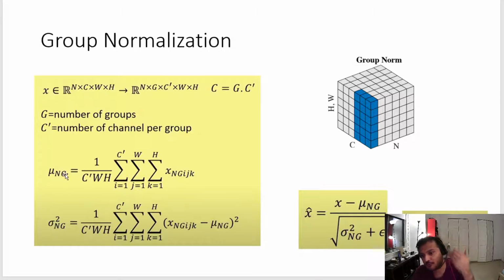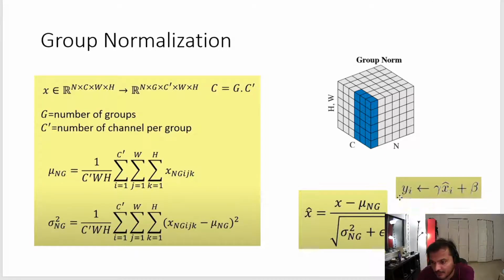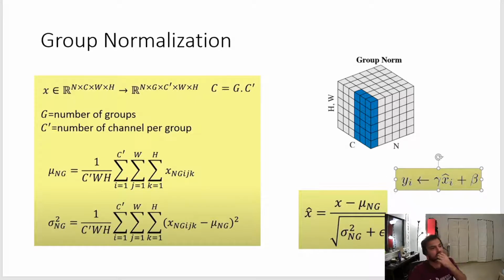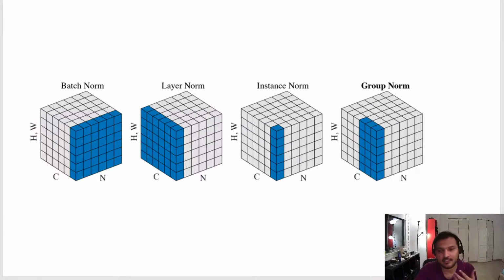In instance norm, it was per batch and per channel, so NC. So you would sum over the remaining dimensions, same thing for standard deviation, and then you rescale your score, and then finally scale and shift. So this is kind of how all the different normalizations work.